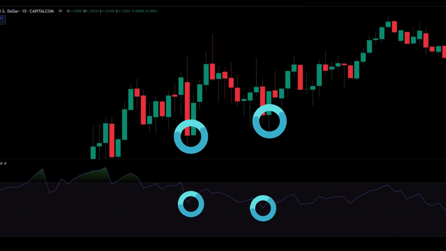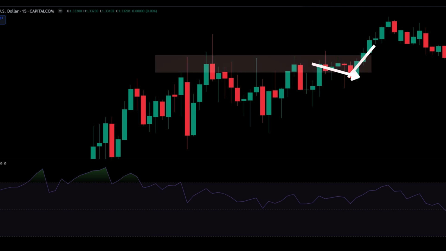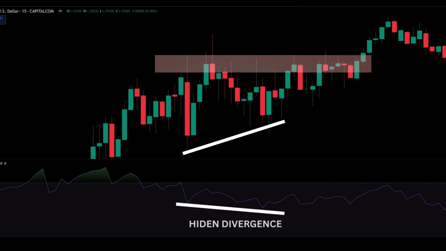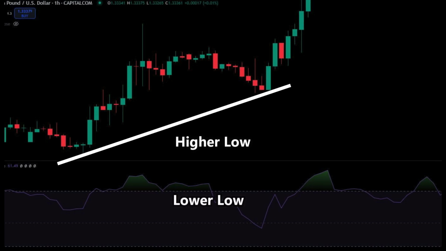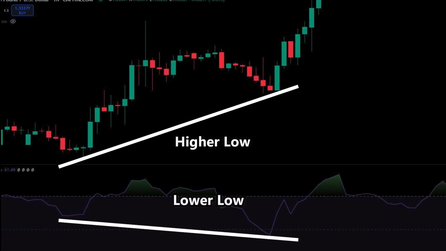The price is moving up in waves. It went up, pulled back, went up, and so on. But before shooting up, notice how it broke through the resistance. Before making that move, it essentially formed a hidden divergence. So when the price is making higher lows, but RSI is making lower lows, that's the hidden bullish divergence.